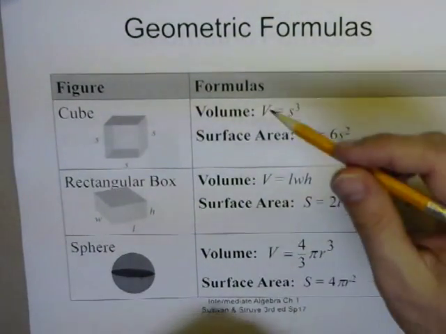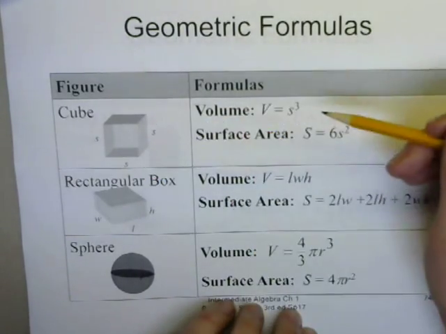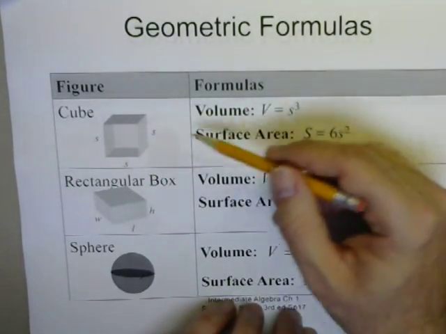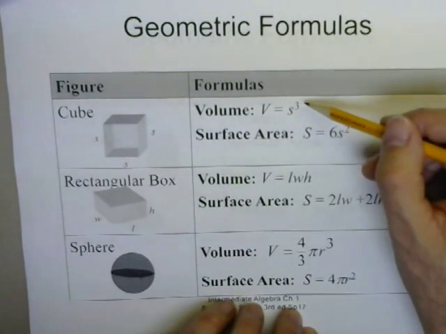For a cube, remember the volume of a cube, the amount of stuff inside the cube, is just the length times the width times the height. And for a cube, right, the length, width, and the height are all the same. In this case, we're calling them s, so it would just be s times s times s, or s cubed.